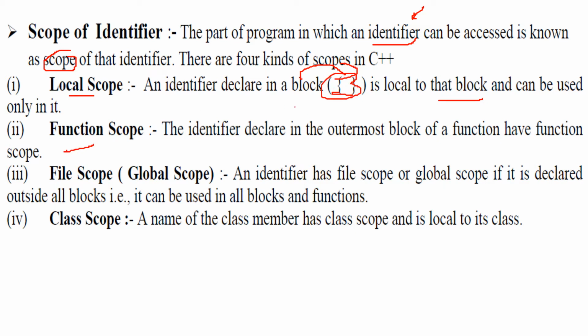The function scope: again, the identifier declared in the outermost block of the function, that is where the function starts.